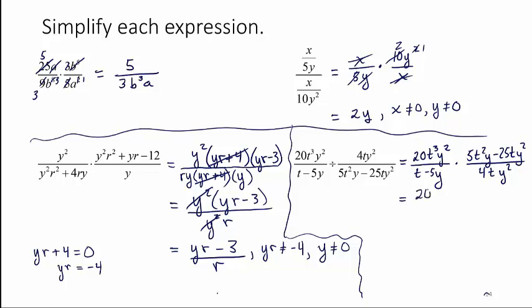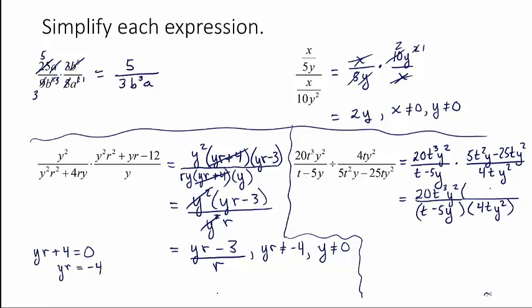Okay, so we had 20t cubed y squared divided by t minus 5y. Okay, now there's not a whole lot of factoring to do in the denominators, right? 4ty squared here. We're going to be able to cancel some things with the numerators, but I want to look at that second numerator there, the 5t squared y minus 25ty squared. What can I factor out of that? Okay, so on the onset, I'm like, well, there's a difference there, but it's not the difference of squares, right?